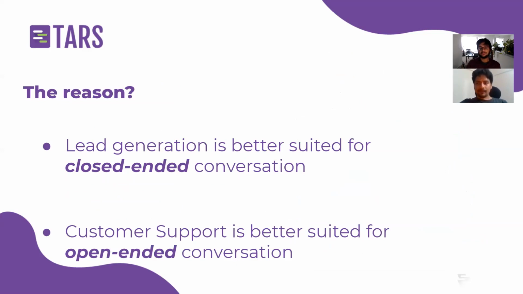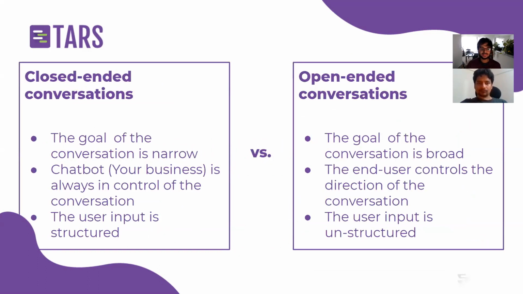Now, the reason for this is that lead generation is better suited to closed-ended conversations and customer support is better suited to open-ended conversations. I know I'm throwing more jargon at you, but this is a lot easier to understand than you might think. A closed-ended conversation is essentially when the goal of the conversation is extremely narrow. If you're thinking about lead generation, the goal of the chatbot is very narrow. It's trying to capture the email ID or the phone number of the user. You do care about the other lead information, but at the end of the day, that's really what you care about. The chatbot has one singular goal, one specific type of information that it wants to capture, and that's pretty much it.